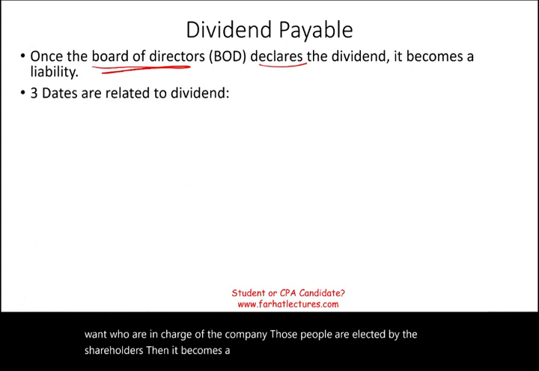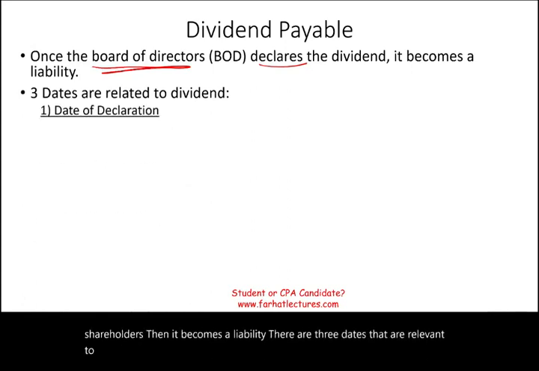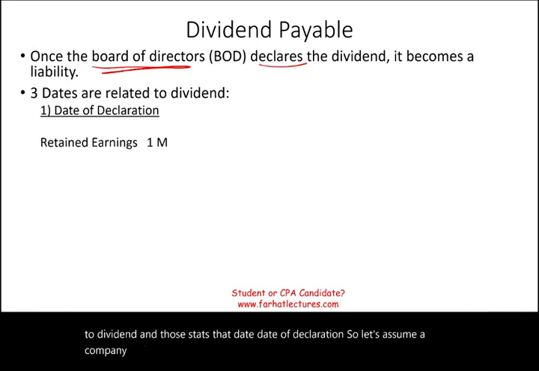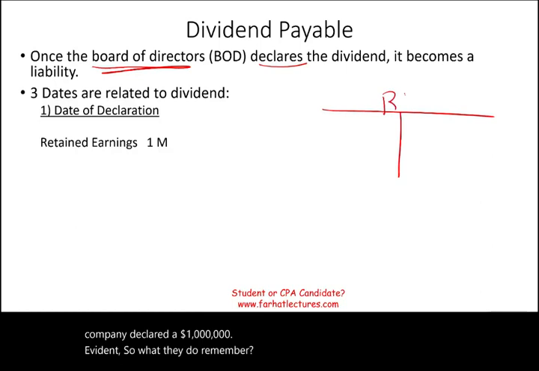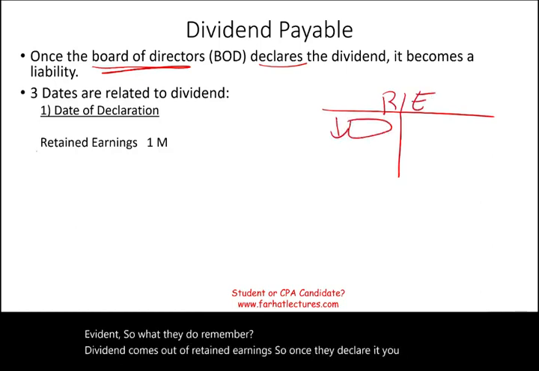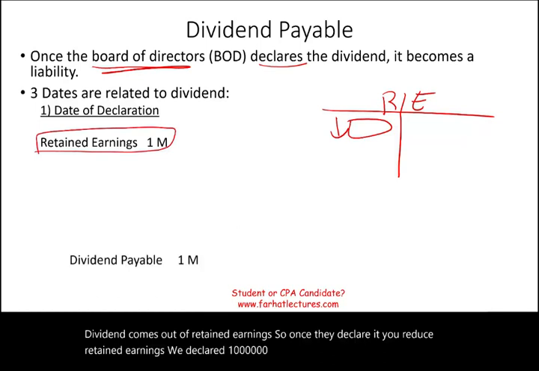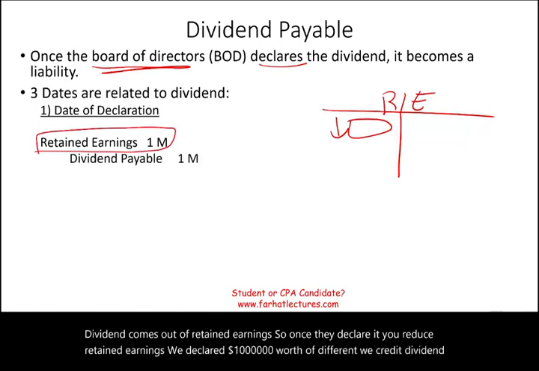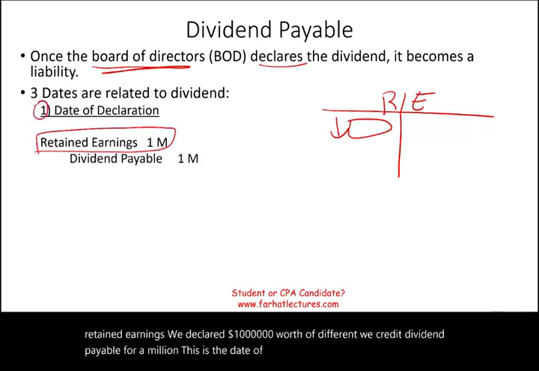There are 3 dates that are relevant to dividend. And that's the date of declaration. So let's assume a company declared a $1 million dividend. Remember, dividend comes out of retained earnings. So once they declare it, you reduce retained earnings. We declared $1 million worth of dividend. We credit dividend payable for $1 million. This is the date of declaration, the first date.